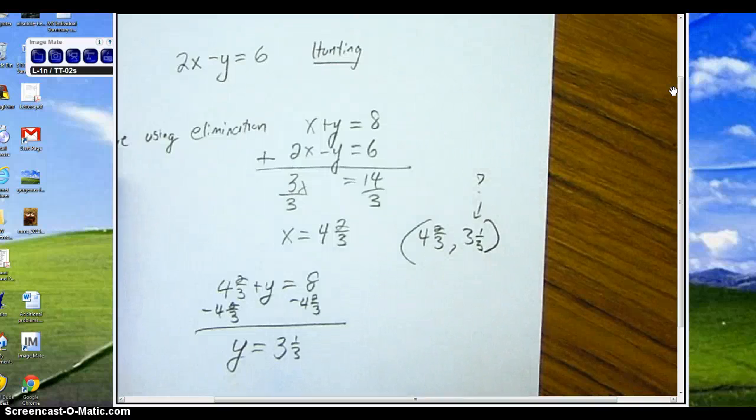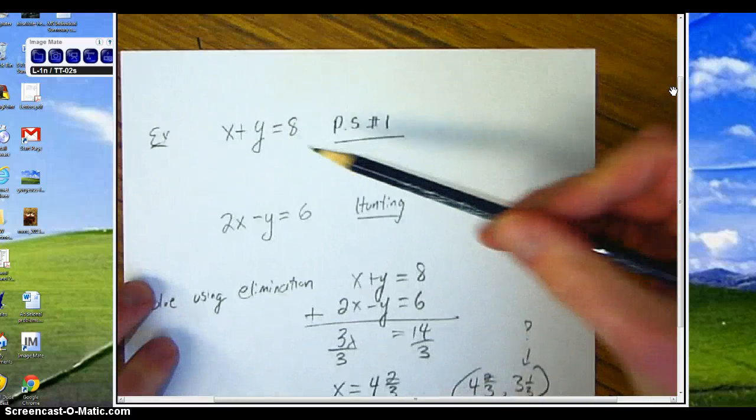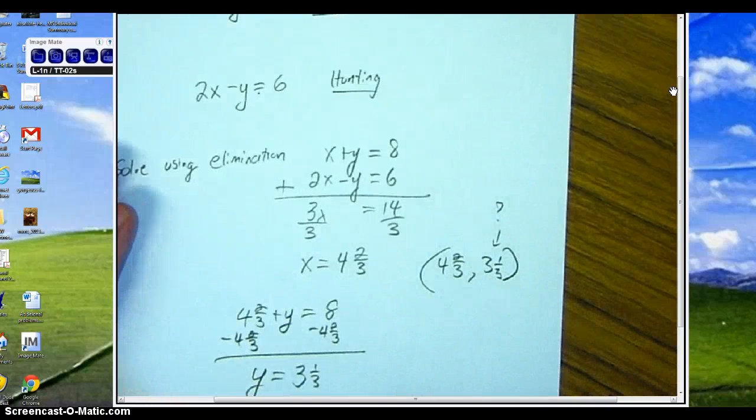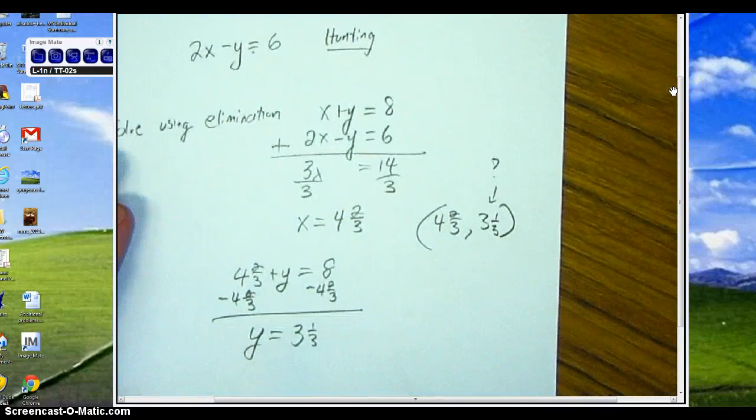Well, what does all this mean? It means that this equation and this equation will intersect at this ordered pair if I was to graph them. Now, how do you graph them?